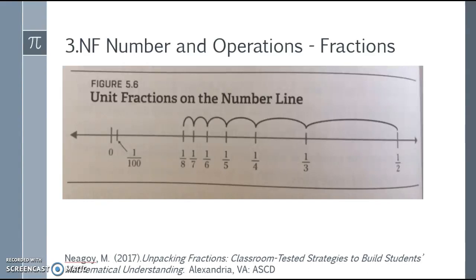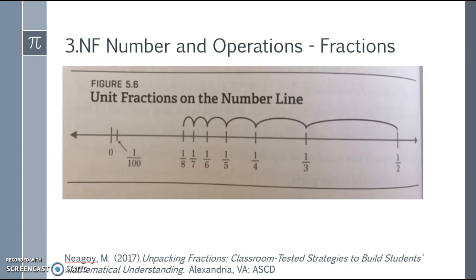I found this particular number line to be especially interesting when we look at unit fractions. There are a few patterns that I noticed, and I felt that it would be important to share with you. I got this from the book Unpacking Fractions. Her name is Monica Nagoy. It's a book by NCTM, and it's really awesome. If you have an opportunity to read this book, it's really worth the read.